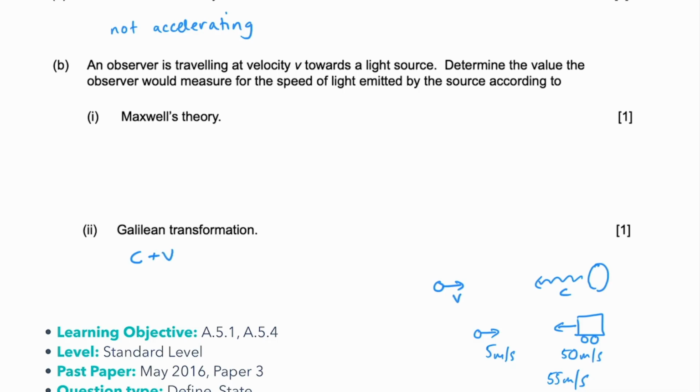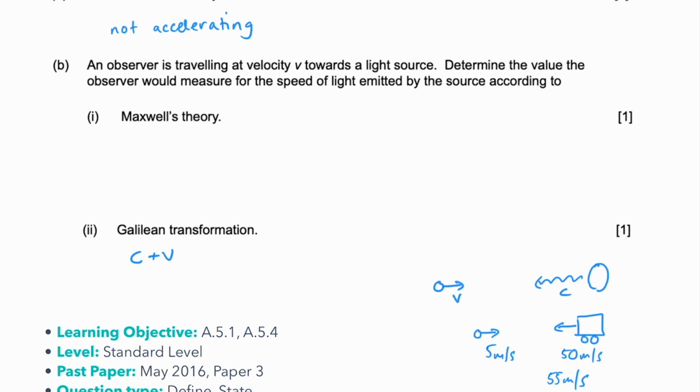Now back to Maxwell's theory. And the reason I say it's harder is because you might not have heard of Maxwell's theory. So we have to make some sort of assumptions here. Let me tell you a little bit of background. According to Maxwell's equations, the speed of light in a vacuum is always c, which is 3 times 10 to the 8 metres per second.